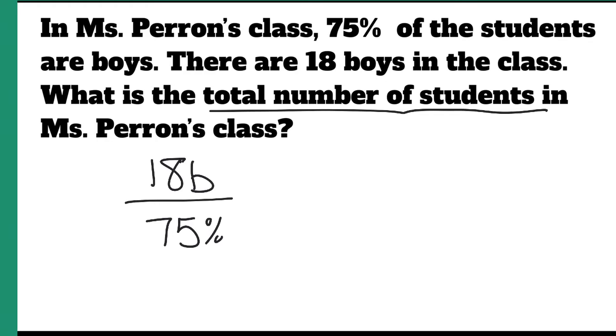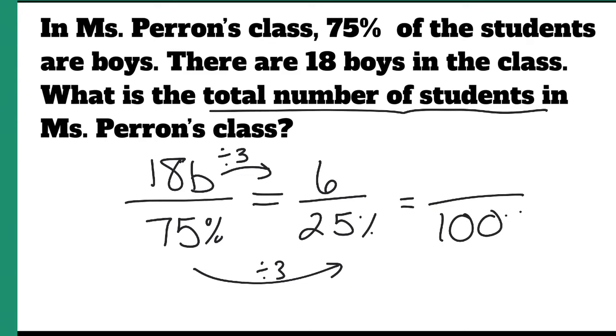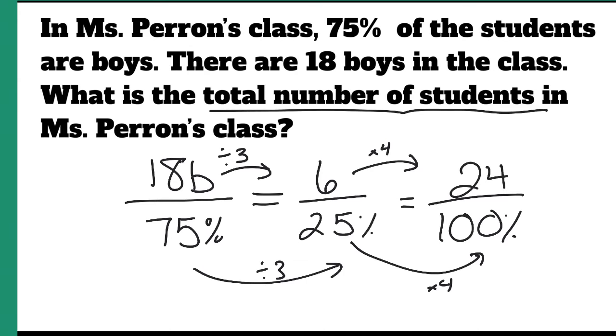You need to set up these ratios. You need to go down to 25%, just like I did on the example problem. To get from 75 to 25 is divided by 3. So I need to do 18 divided by 3, which is 6. And then to get 100% of the class, to get from 25 to 100, that's times 4. So that means I need to do 6 times 4, which is 24. So there were 24 total students in the class.